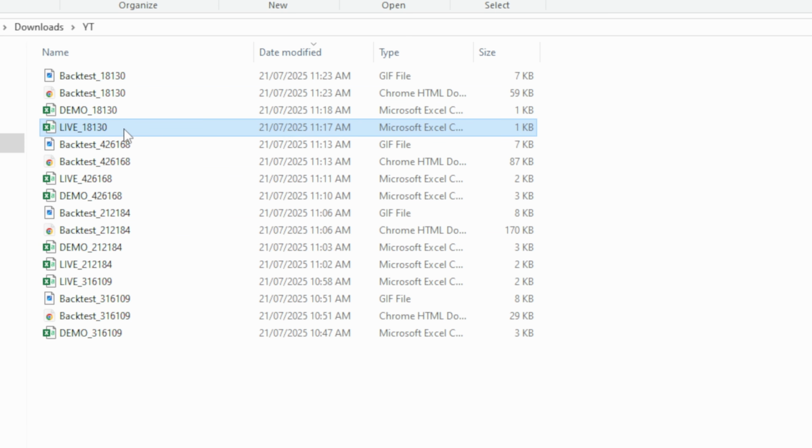I've got the live CSV files, which is an extract from FX Blue, and the demo CSV files, again extracted from FX Blue, and finally the backtest results. And instead of backtesting over the past 10-15 years, I've only just backtested over the past couple of months, the exact same time I put them on a demo account.